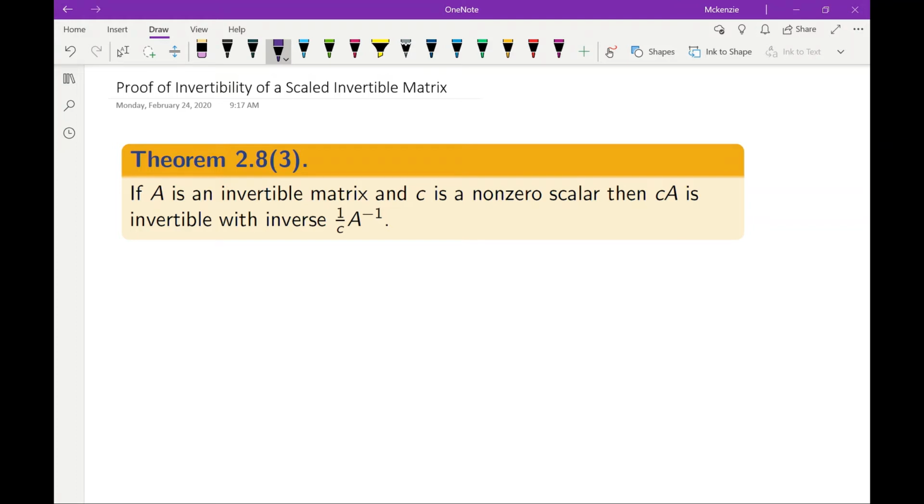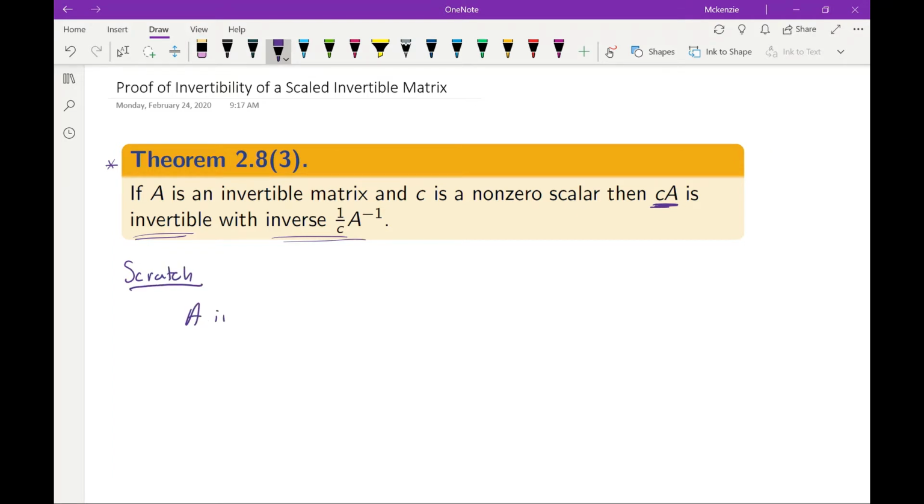Hello and welcome back. In this video we're going to be proving Theorem 2.8 part 3, which says that if we have an invertible matrix that is scaled, then the scaled version is invertible, and in fact we know a formula for the inverse. So there are a few components to this. So A is going to be invertible, so let's start our scratch work.